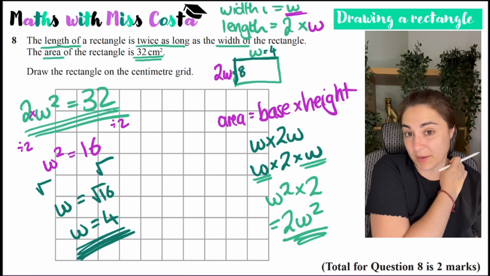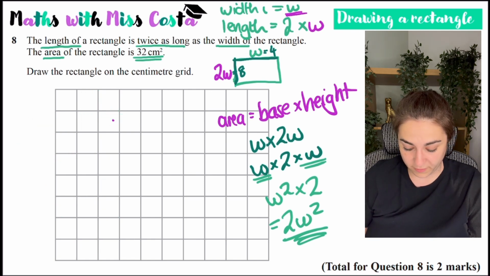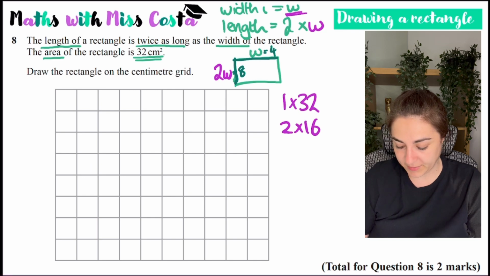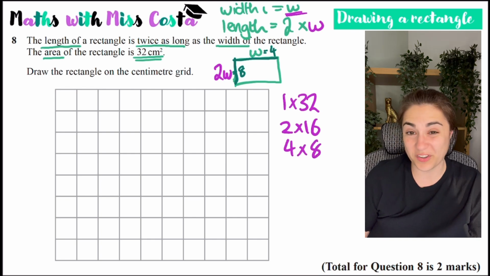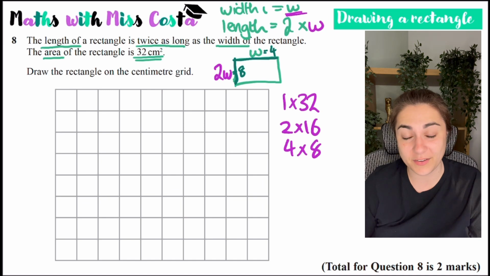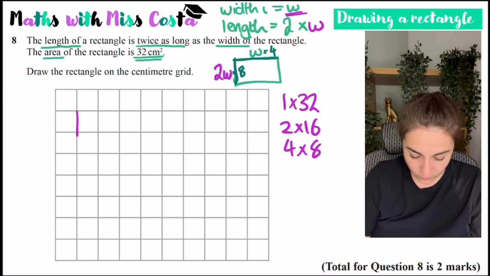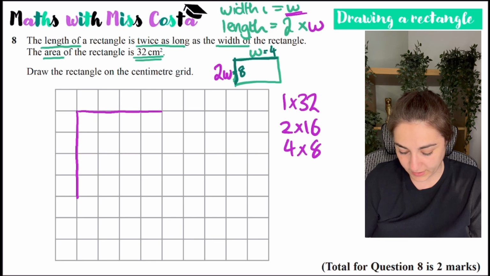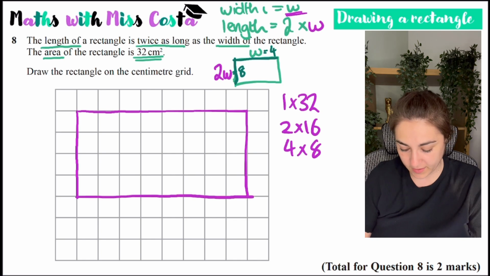Now, you could have also done this by trial and error. You could have just thought, okay, what are the factors of 32? You could have said, okay, I know I could do 1 times 32, 2 times 16, 4 times 8, and so forth. And you could have then thought, are any of these doubles of each other? You could have done it that way. I'm just showing you the algebraic way as well. So I know that it's a width of 4, so 1, 2, 3, 4, and a length of 8, 1, 2, 3, 4, 5, 6, 7, 8. So then I just draw my rectangle like that.